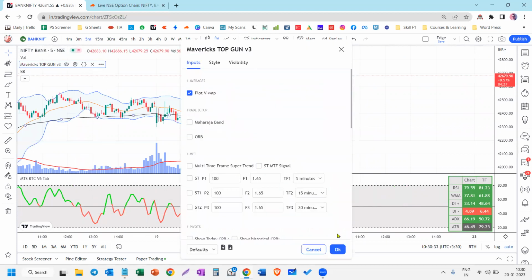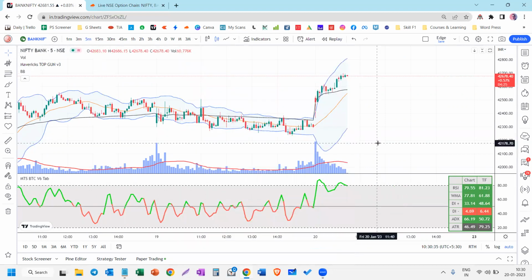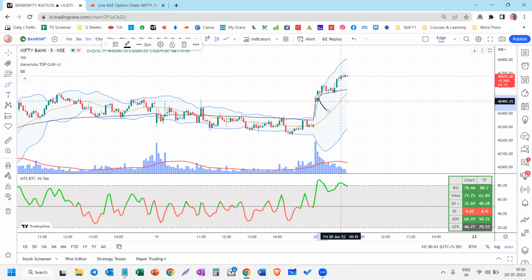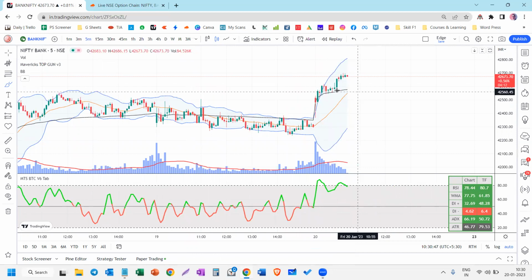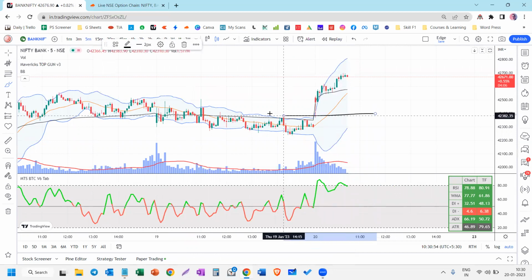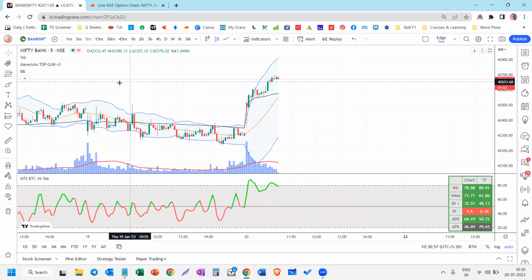I have enabled the VWAP, okay? And you will first see if the candle is coming below the VWAP. Because if it is not coming below the VWAP, meaning the market volume average price. Okay, so the current candle is above the market volume average price. Let me explain what VWAP means.